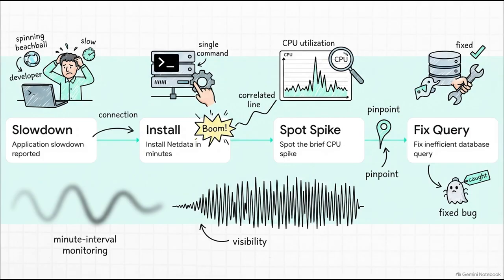Next step, they spot a brief, massive CPU spike that correlates perfectly with the reported slowdown. Finally, armed with that granular data, they pinpoint the culprit. It was an inefficient database query that standard monitoring intervals missed entirely. They fix it, and bam, the ghost bug is finally caught.